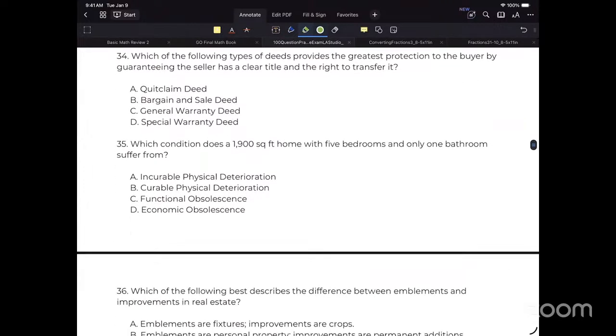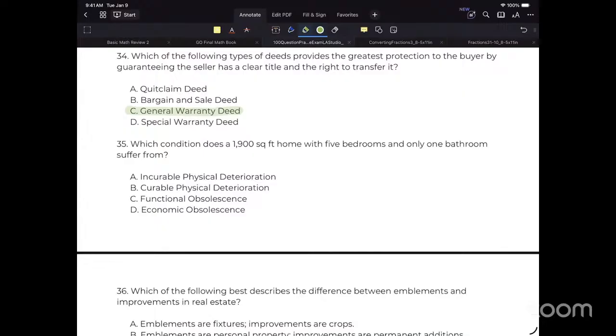34. Which of the following types of deeds provides the greatest protection to the buyer by guaranteeing the seller has a clear title and the right to transfer it? Is it a quitclaim deed, a bargain and sale deed, a general warranty deed, or a special warranty deed? What are we thinking? All right. You said C, and Marilla, you said C, and Caroline, you said C. You're telling me it is a general warranty deed, sometimes just called a warranty deed in some states, and you are correct.